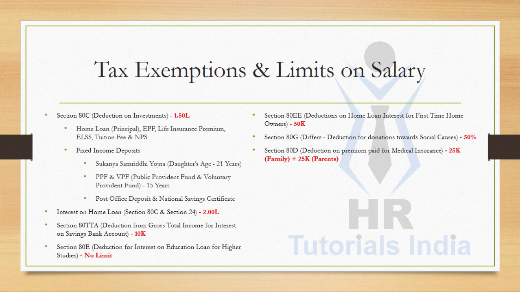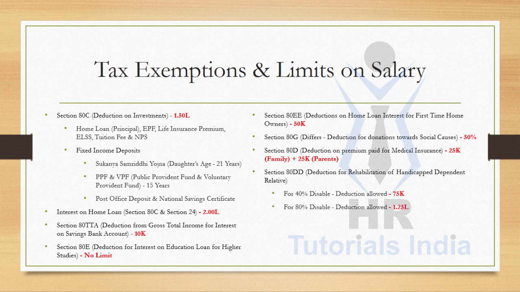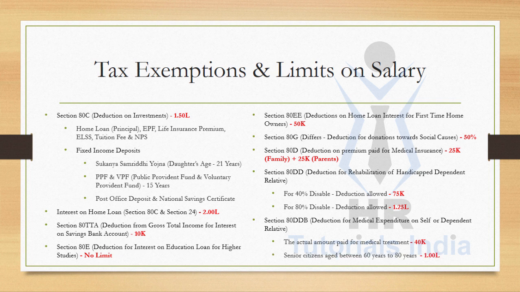Section 80D, deduction on premium paid for medical insurance, and the limit is 25,000 for self and family, and another 25,000 for parents. Section 80DD, deduction for rehabilitation of a disabled dependent relative. For 40% disability, the deduction allowed is 75,000. For 80% disability, the deduction allowed is 1,25,000. Section 80DDB, deduction for medical expenditure on self or dependent relative. The actual amount paid for medical treatment, and the limit is 40,000. For senior citizens aged between 60 and 80 years, the limit is 1 lakh.